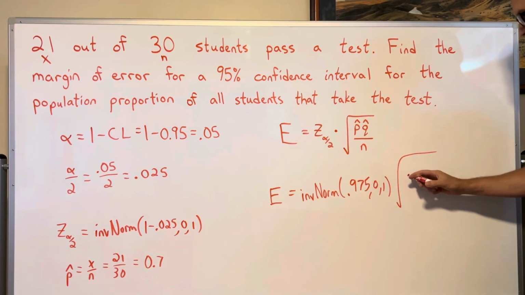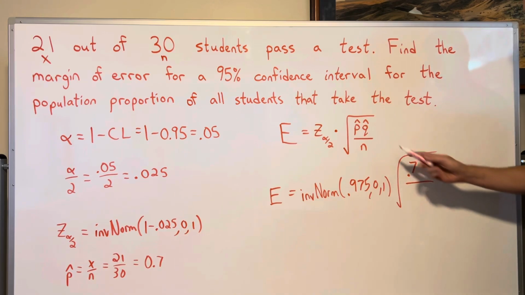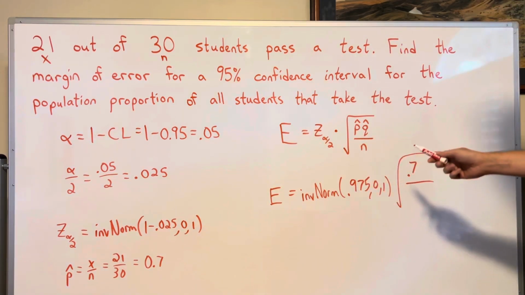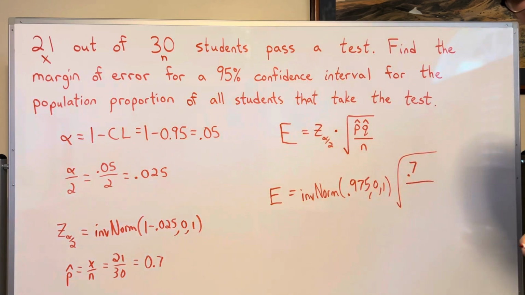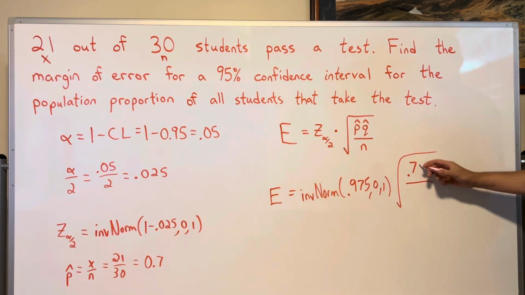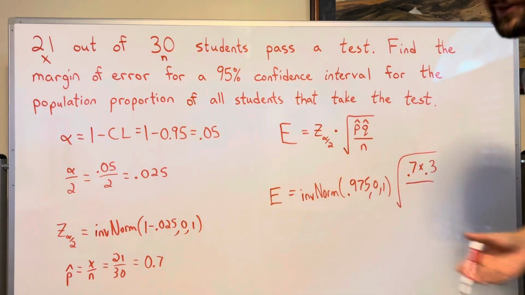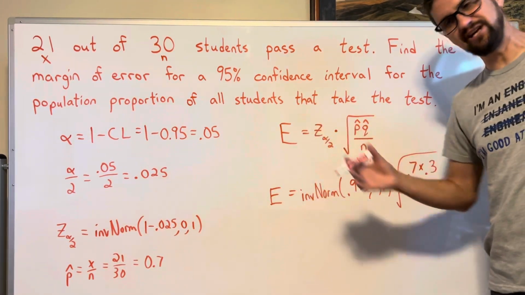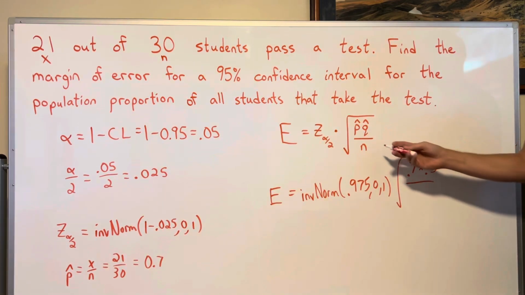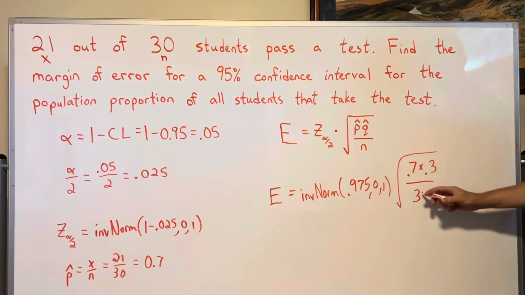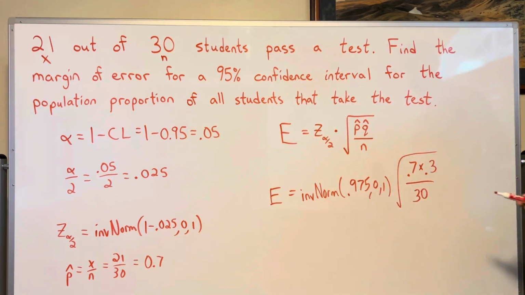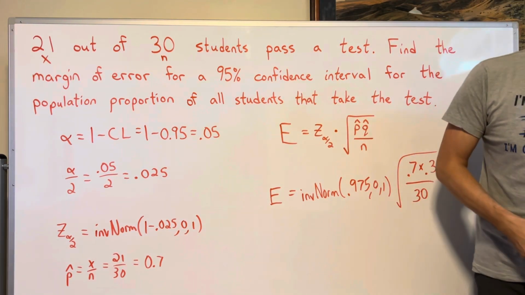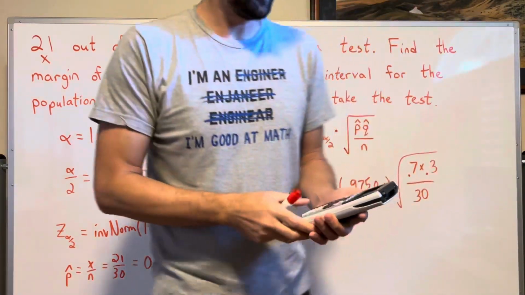We're going to plug in 0.7 for p hat. Q hat is 1 minus p hat. In this case, it's going to be 30%. That's the proportion of people that fail the test. And you want to divide by the sample size n, 30. Now it's just a matter of plugging this in the calculator.